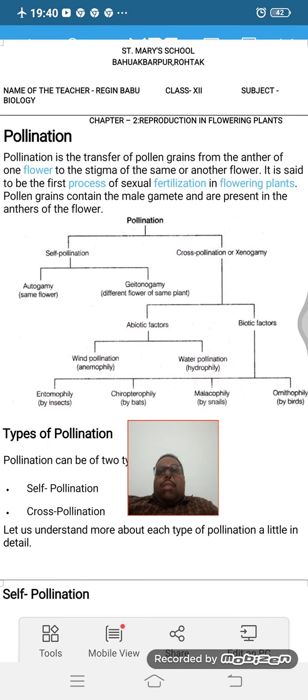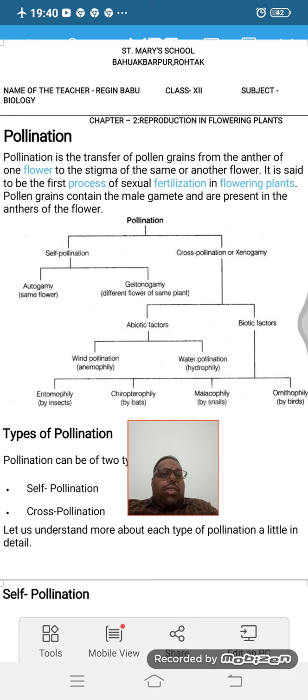Let's discuss one of the important topics in reproduction in flowering plants. The topic is very simple, but it is also very important. That is known as pollination. What do we mean by pollination? It is the transfer of pollen grains from the anther to the stigma of the same flower or another flower. That is known as pollination.